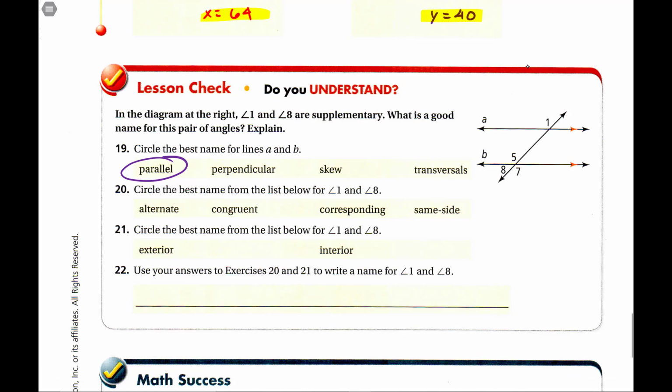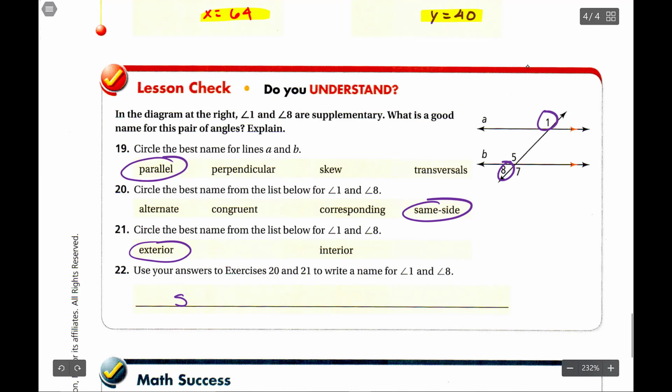So from the two angles given, 1 and 8, they are the same side of the transversal. Here's angle 8, here's angle 1. They're on the same side of the transversal. They are both outside of the interior, so that means they are exterior. And we can now justify that these two are same side exterior angles.